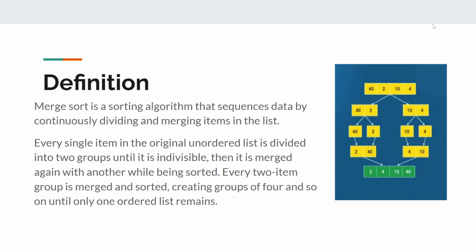As you can see, the 40 and 2 are going to be sorted into 2 and 40, and 10 and 4 are going to be sorted into 4 and 10. And then both of them are going to be merged and sorted again, creating the group of 2, 4, 10, and 40. Until there's only one list remaining, which is the last list.